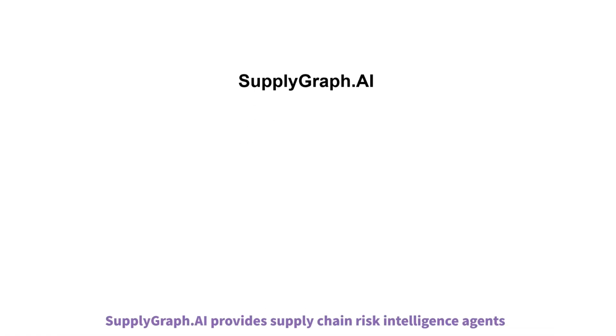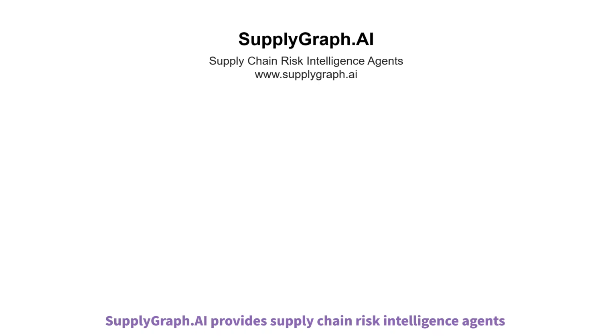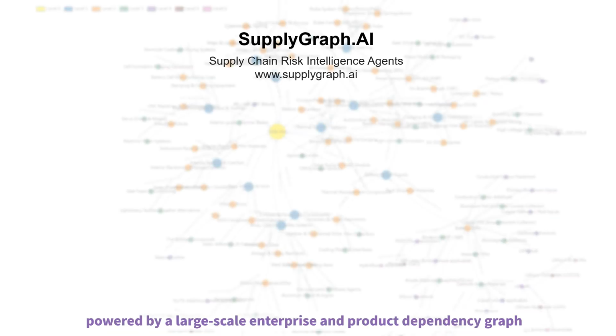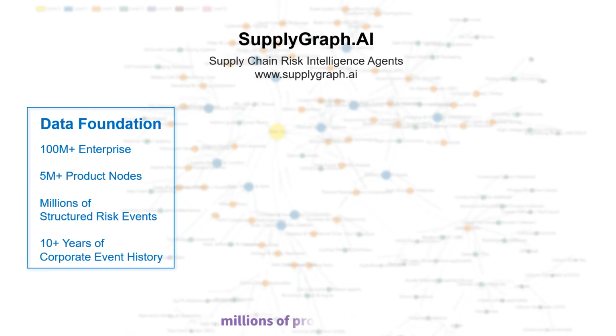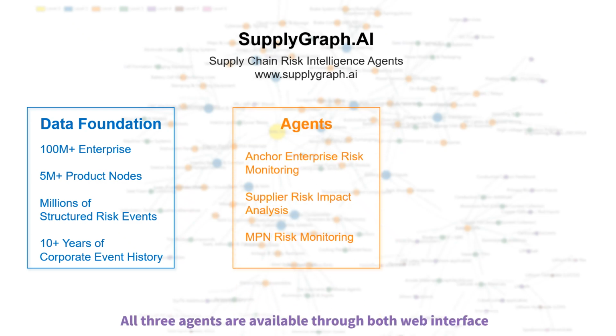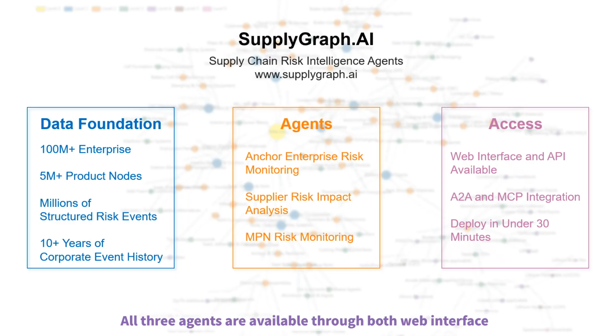SupplyGraph AI provides supply chain risk intelligence agents powered by a large-scale enterprise and product dependency graph. Our platform integrates hundreds of millions of enterprise records, millions of product nodes, and a continuously expanding global risk event database. All three agents are available through both web interface and API, with A2A and MCP support for rapid integration.